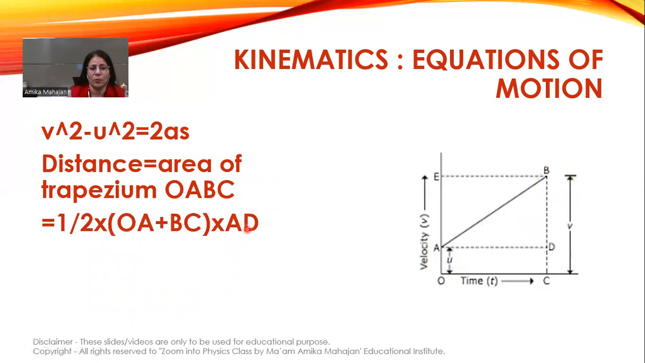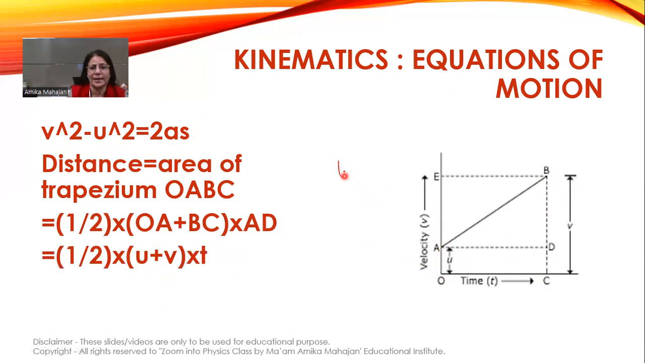After writing this formula, I can put the values. What is OA? Initial velocity U. So in place of OA, I can write U. In place of BC, I can write V. And in place of AD, I can write T. Because in this equation there is no requirement of T, I will replace this T. How can I replace? We know that A is V minus U by T from the first equation of motion, by taking the slope of the triangle. Now, T is taken above, so T will be V minus U by A. So in place of T, what can I write? V minus U by A.